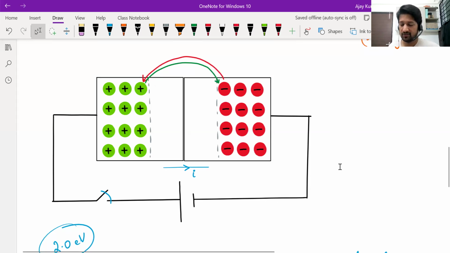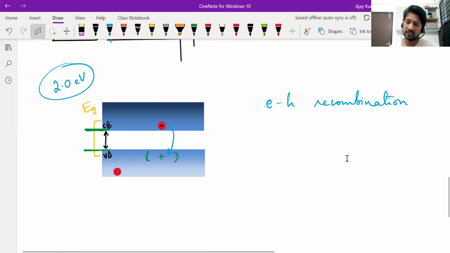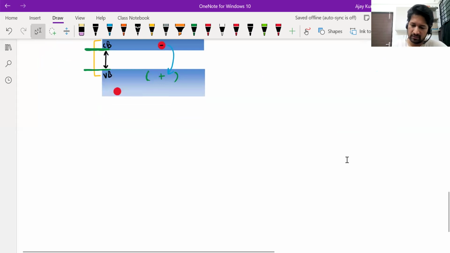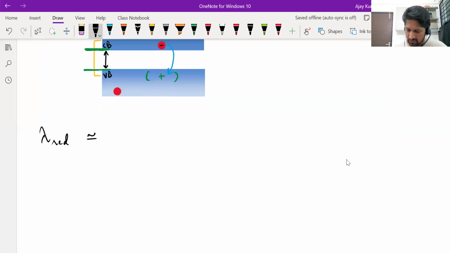Now you have LEDs of different colors. How are LEDs of different colors produced? Each color corresponds to a particular wavelength, and each wavelength corresponds to a certain energy difference. So by choosing appropriate semiconductors, suppose you want an LED which produces red colored light. The wavelength for red color is close to 700 nanometers.